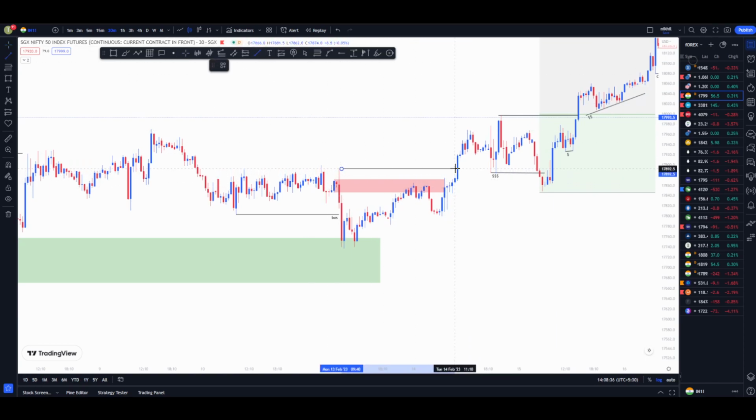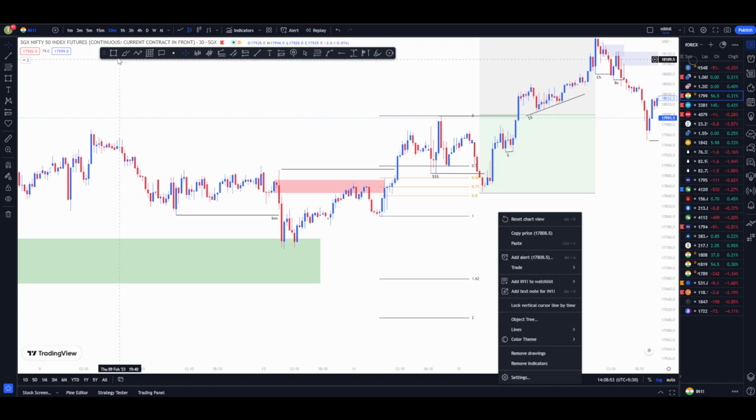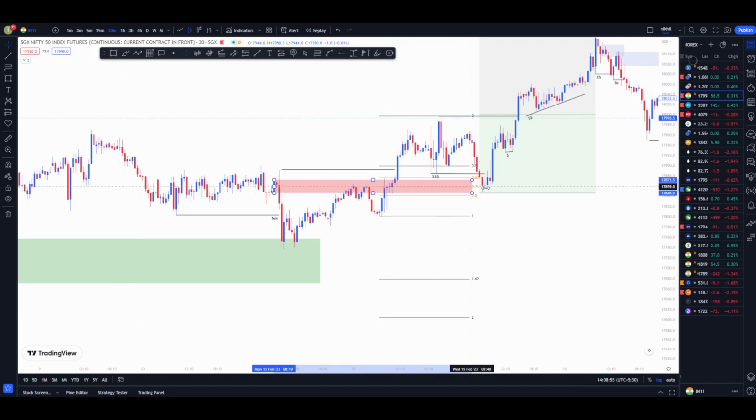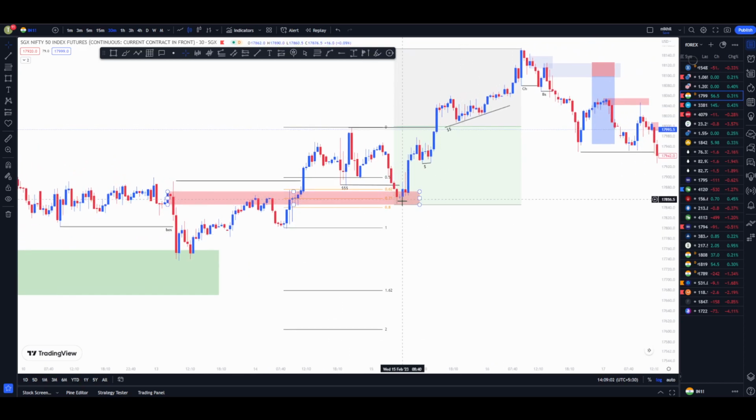We can also call it a change of character. Okay, so once you identify a change of character, look for a demand zone, or you can use the Fibonacci tool for that. And with that Fibonacci tool, take your trade up on the golden ratio like this. You can see that this flip zone also became a breaker block. Okay, so you could have taken a trade from here.